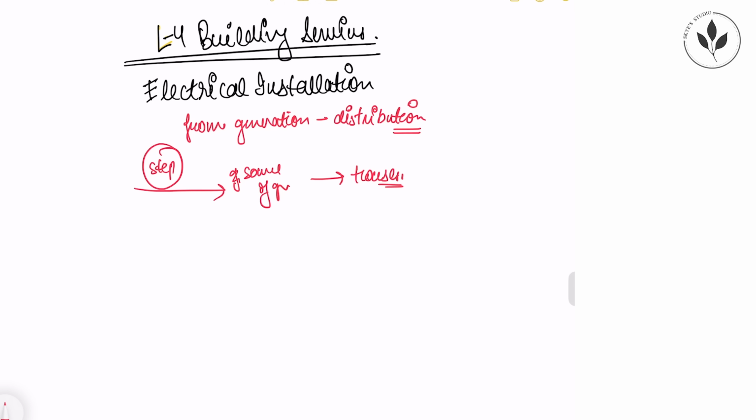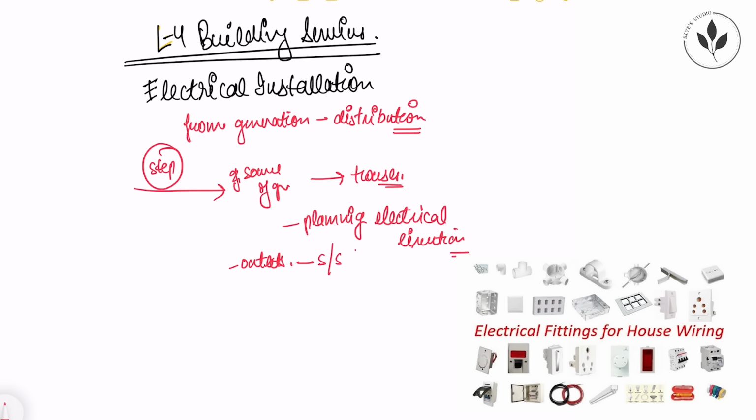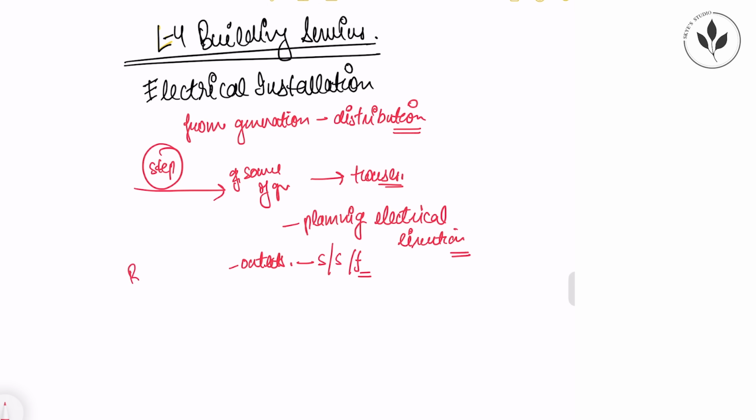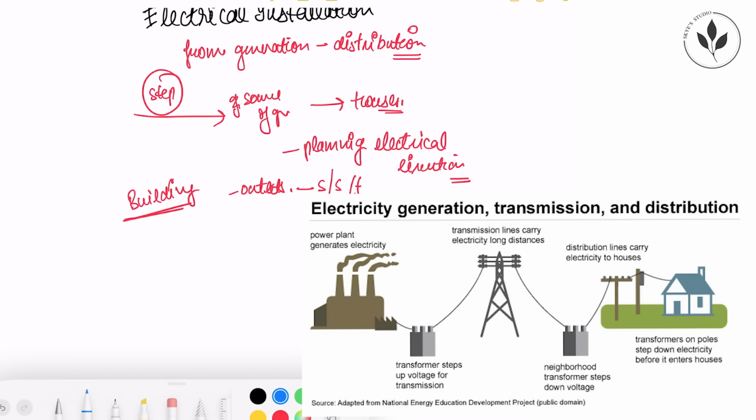It is important to study the installation because it will help us in planning the electrical design, the electrical circuit inside our building, and it will also help us in designing the outlets like your sockets, your switches, your fixtures. So before learning about the switches and sockets and every final outlet in a building, we should know what the source of it is and how it is coming to our place step by step.